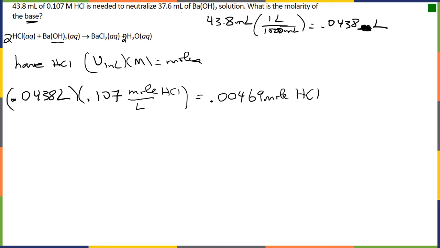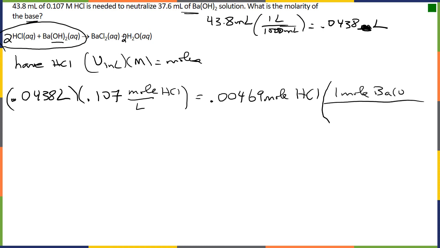Well, what I need is barium hydroxide. So I'm going to go to my balanced equation. My balanced equation says 1 to 2. And I have 1 mole of barium hydroxide for every 2 moles of HCl. So if I do this, I'm going to end up with 0.00234 mole of barium hydroxide.